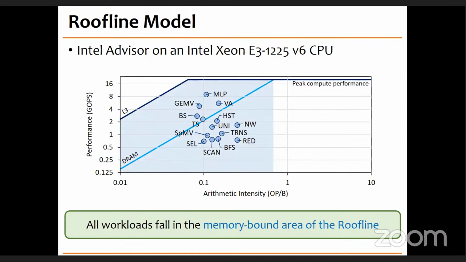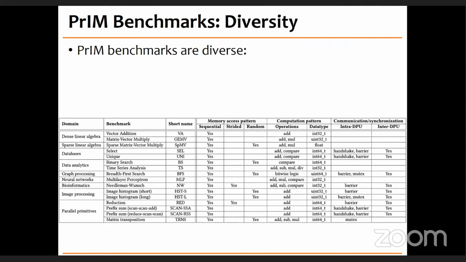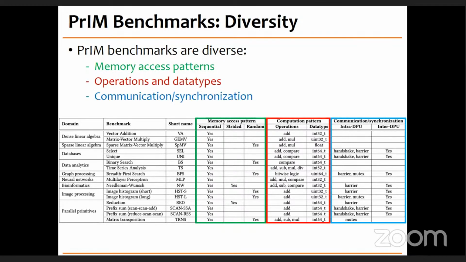All of the workloads for a CPU fall in this side of the roofline, that is the memory bound area, because it's limited by the access to data. We consider that this area here is the compute bound area of the roofline. To the left of that elbow, for example, we can call it, it's the memory bound region. So all of these fall in the memory bound region. And the benchmarks are also diverse, in terms of memory access patterns, computation patterns, and communication and synchronization patterns.